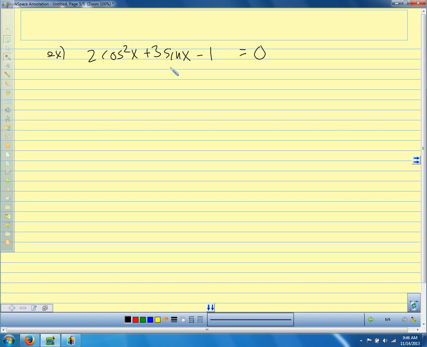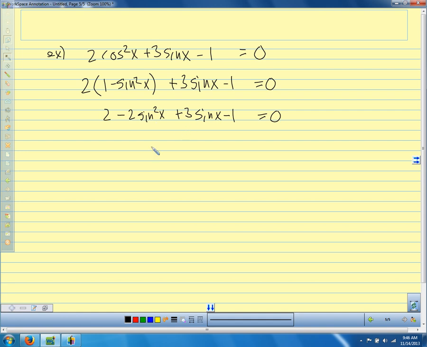We can change this cosine squared to a sine squared using our Pythagorean identity. So I know that we have this nice relationship that relates cosine squared and sine squared. So I'm going to write this as 2 times 1 minus sine squared x using our Pythagorean identity, plus 3 sine x minus 1 equals 0. Now I distribute. I get 2 minus 2 sine squared x plus 3 sine x minus 1 equals 0.